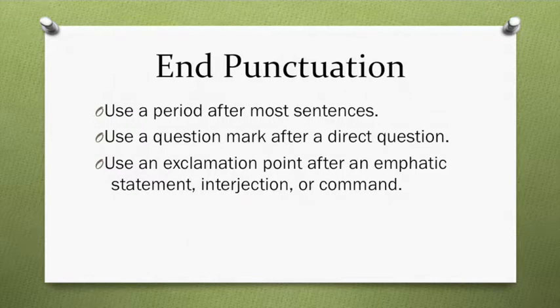First, end punctuation. At the end of a sentence, you should use one of a period mark, a question mark, or an exclamation point. Use a period after a complete sentence. In some languages, a comma is used instead of a period. In English, you should mark a period to show that you are completing a sentence.